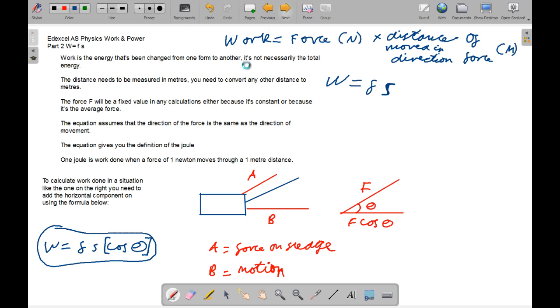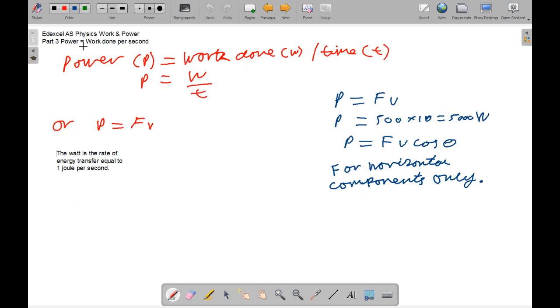So now we move on to the next equation. Power is work being done per second. So power is equal to work done over time, or P equals W over t. Or if you prefer multiplying, P equals Fv, where v is the velocity, and the watt is the rate of energy transfer equal to 1 joule per second.